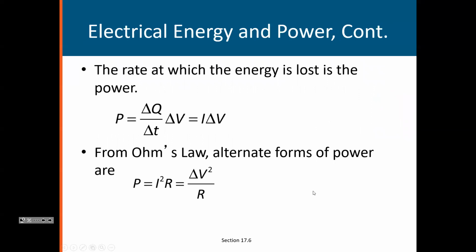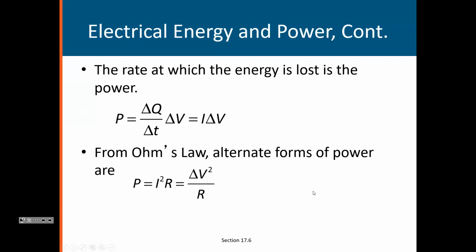Now, power. You heard this word before in semester 1, when we talked about power. Power is the rate at which energy is transferred, or work is done. That's what we did in mechanics. Work done is the energy. Here we will say the rate at which the battery transfers energy to the circuit element is the power.